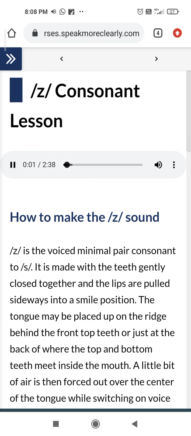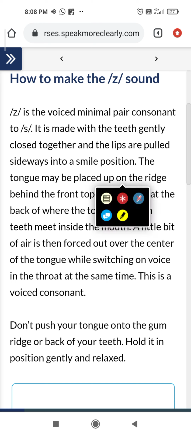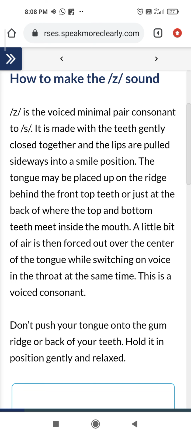Z is the voiced minimal pair consonant to S. It is made with the teeth gently closed together and the lips are pulled sideways into a smile position. The tongue may be placed up on the ridge behind the front top teeth or just at the back of where the top and bottom teeth meet inside the mouth.